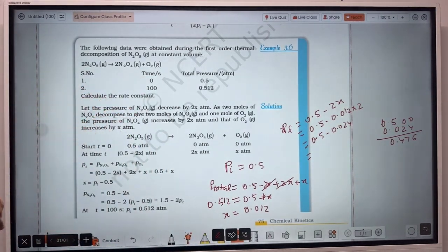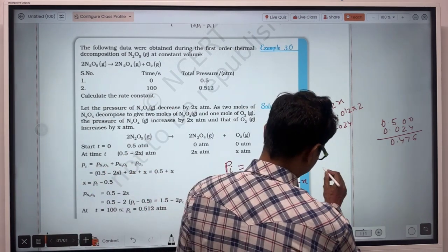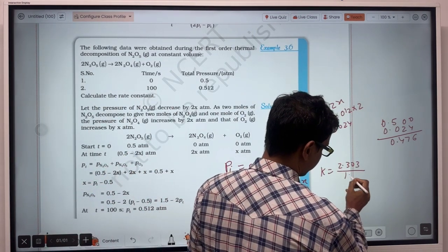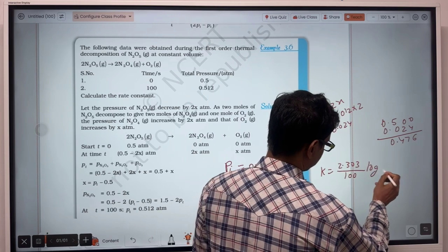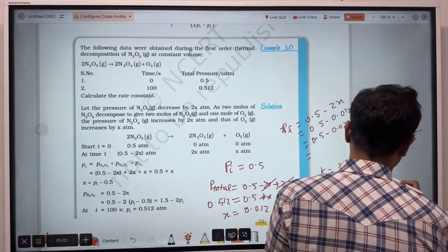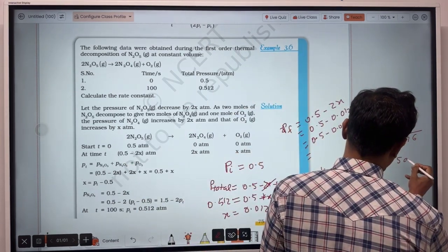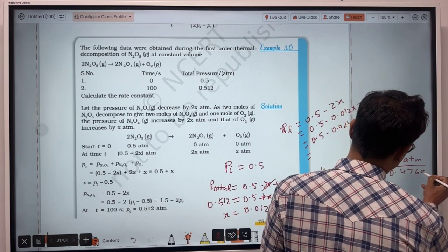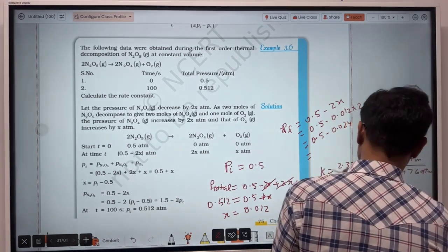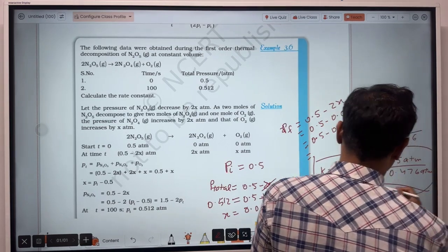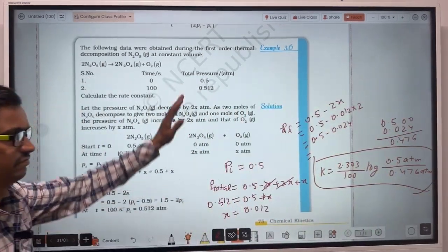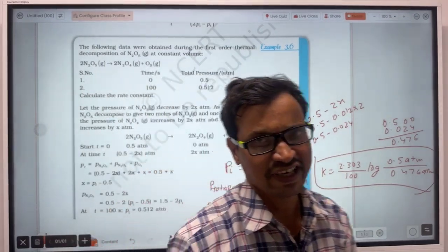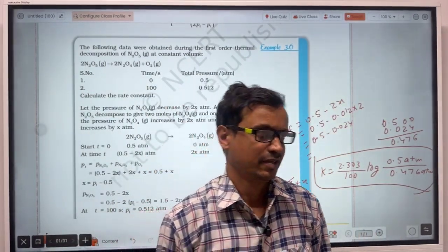So the rate constant will be equal to 2.303 upon t, here 100, log of initial partial pressure 0.5 atm upon final partial pressure 0.476 atm. Now calculate this and you will find the rate constant. Okay guys, it is very easy to solve this question.